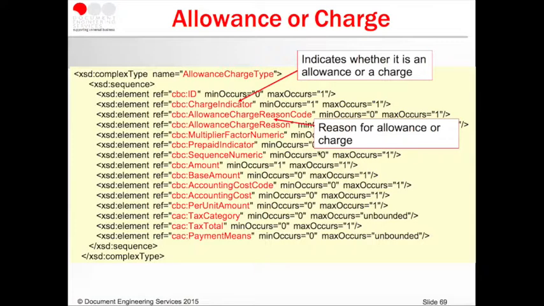There's an indicator to show if this is an allowance or a charge, and a reason, either in code or text form, for describing what it is. And then, of course, there are the amounts themselves and any taxes that may be applicable.